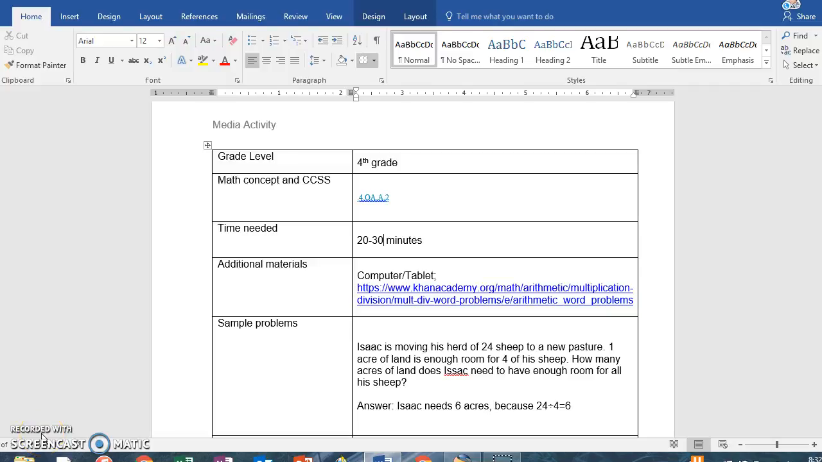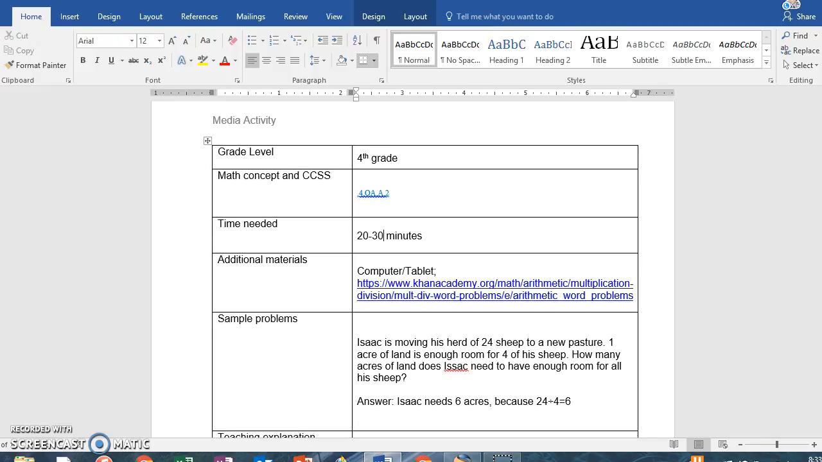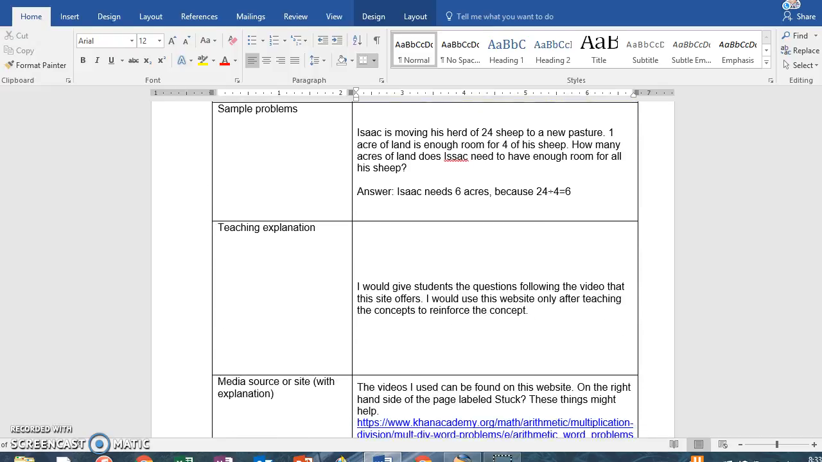Okay, so the assignment that I chose to do for my media activity is for a 4th grade level classroom. It's 4.OA.A.2. It would take about 20 to 30 minutes to do. You can use a computer or a tablet to give students the direction that Khan Academy is going to give them. One of the example problems is a division problem, but it's a word problem, which is what the standard is asking the students to understand.